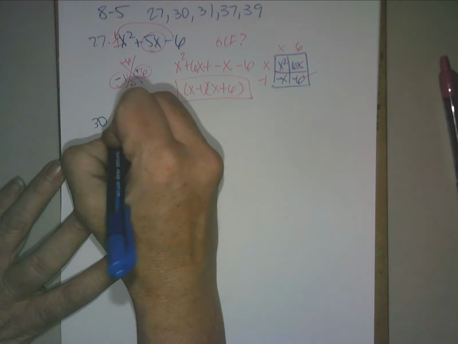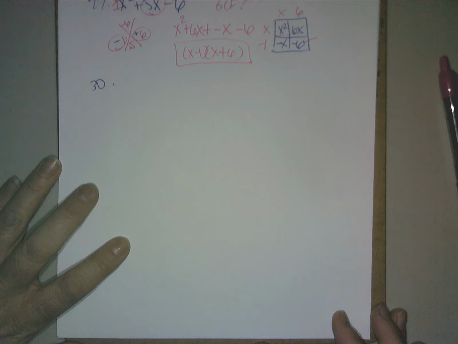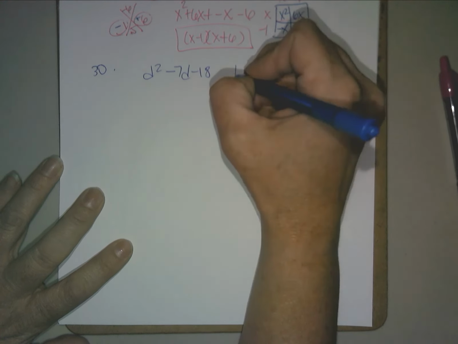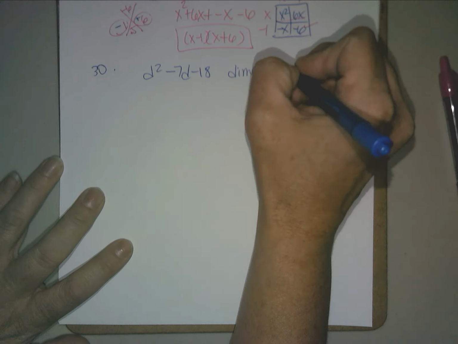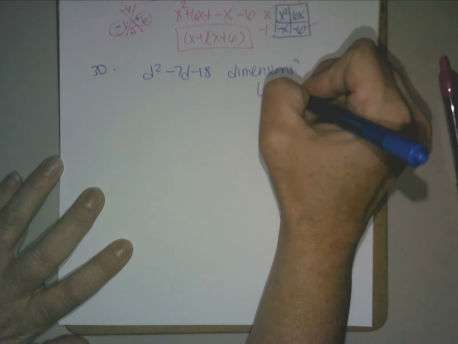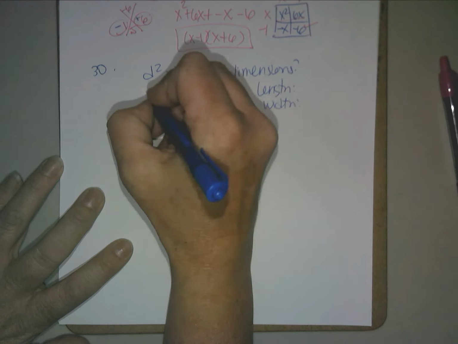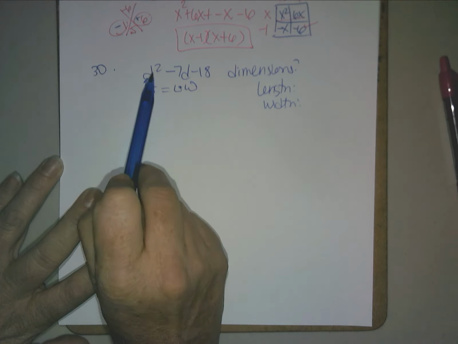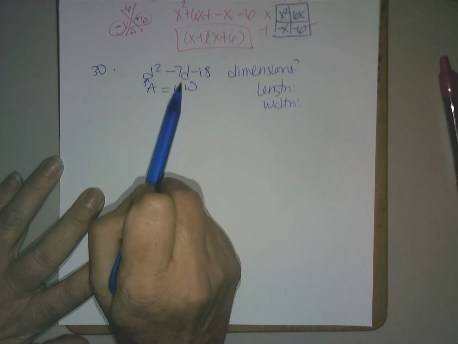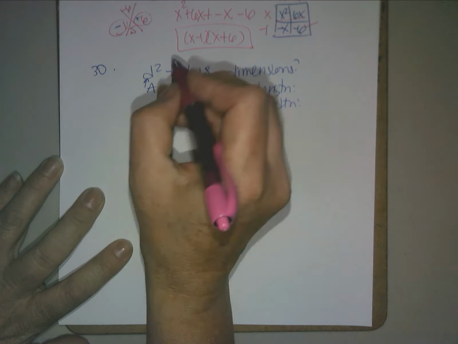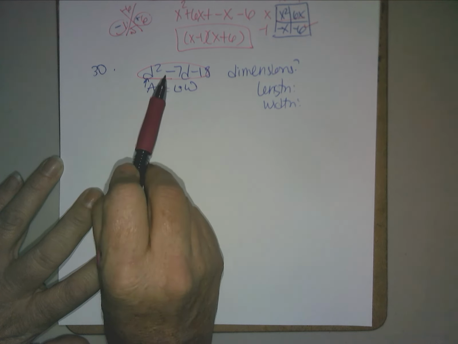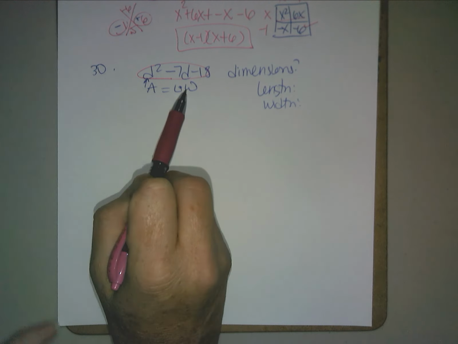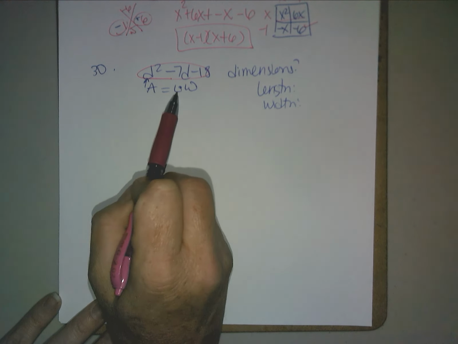For number 30, it says the area of a desk rug is d squared minus 7d minus 18, and it asks for what are the dimensions, which means what's the length and what's the width. Because we know area, so this area right here equals length times width. So if we already have the area and you want to know the length and the width, then you need to factor this area, because factoring it will put it back into a multiplication problem with two things multiplied in parentheses, and one of them will be the length and one of them will be the width.